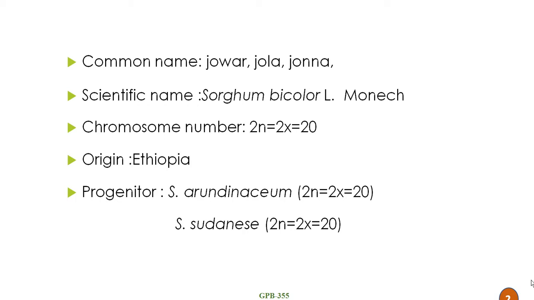Before we go into detail, let us look at the taxonomy and floral biology of sorghum. The common name of sorghum is jowar. The scientific name is Sorghum bicolor. The chromosome number is 20. Origin is in Ethiopia, and these are the two progenitors, that is Sorghum arundinaceum and Sorghum sudanense. These are the two progenitor species of Sorghum bicolor, which is our normal sorghum.